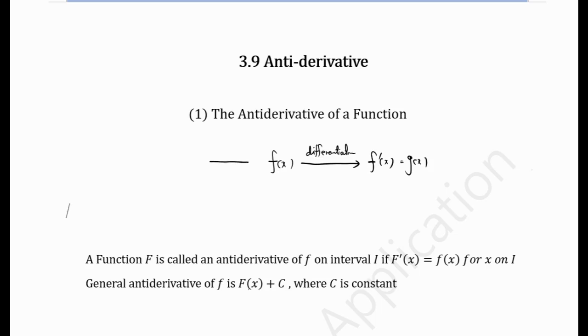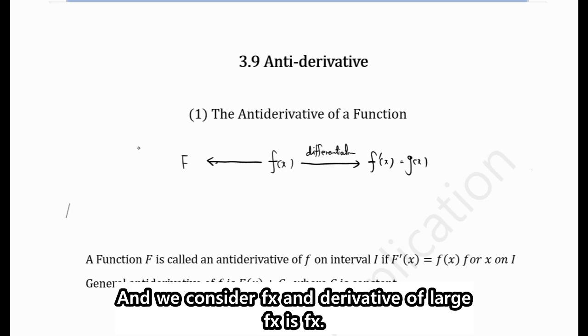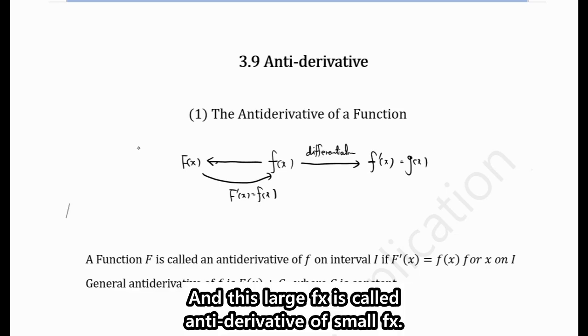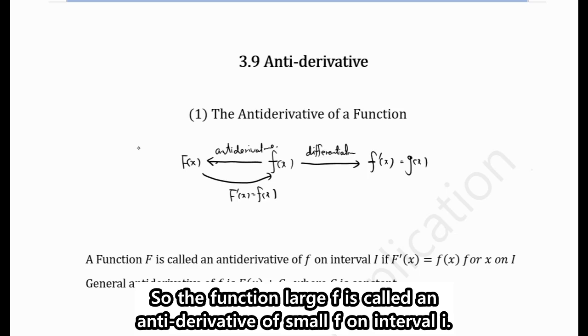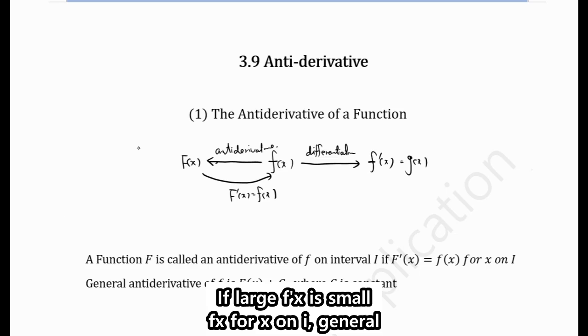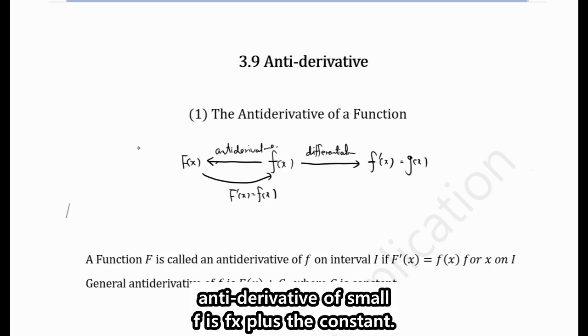And if we consider f(x) and the derivative of large F(x) is f(x), this large F(x) is called an antiderivative of small f(x). So the function large F is called an antiderivative of small f on interval I if large F'(x) is small f(x) for x on I. The general antiderivative of small f is F(x) plus a constant.